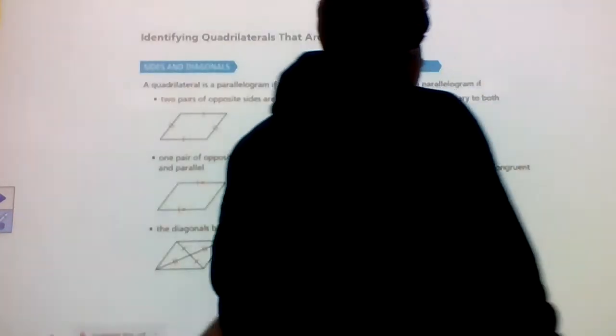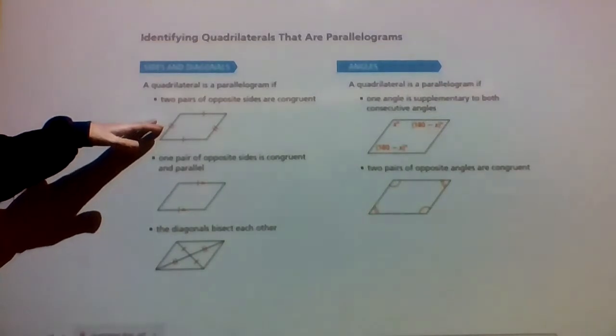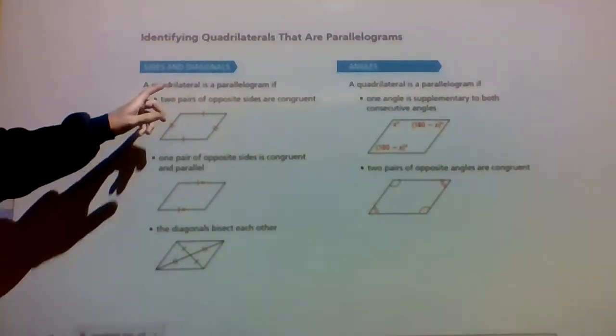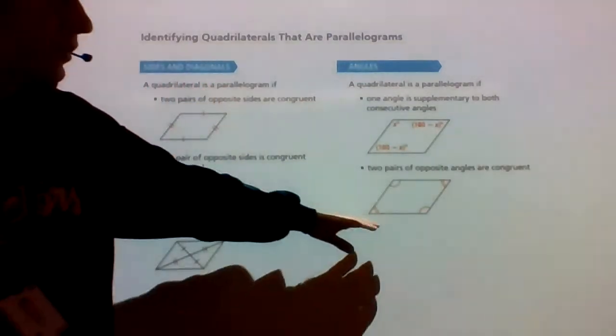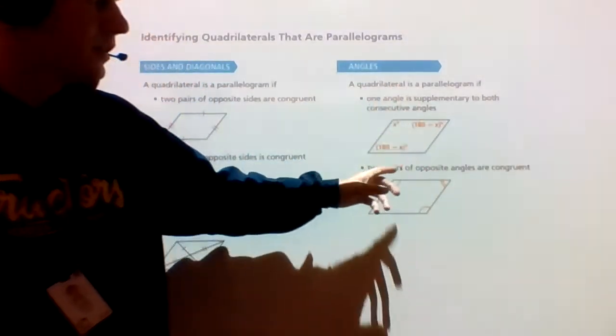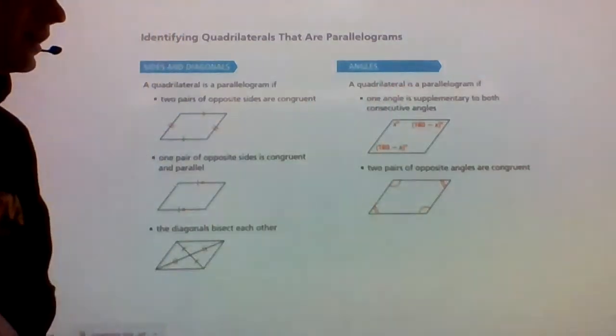Okay, slide 2 just has the reverse theorems. If the opposite sides are congruent, then it's a parallelogram. If the diagonals bisect each other, then it's a parallelogram. If opposite angles are congruent, then it's a parallelogram. If consecutive angles are supplementary, then it's a parallelogram.